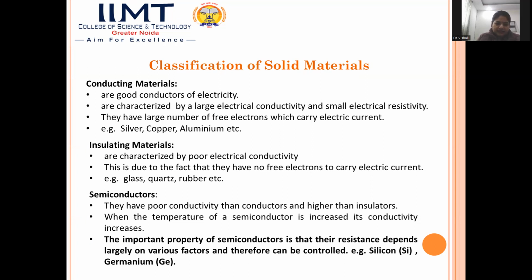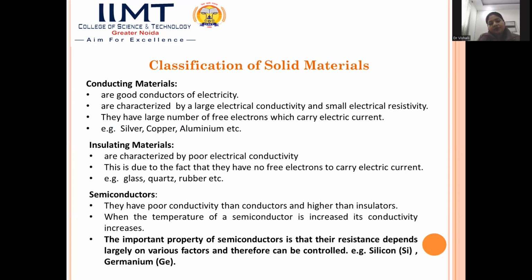The third category is semiconductor materials. This category lies between conductors and insulators. They have poor conductivity as compared to the conductors, but their conductivity is higher than that of the insulators. When the temperature of the semiconductor is increased, their conductivity increases, or we can say that the electrical resistivity of the semiconductor decreases with increase in temperature. That is why we also say that they have a negative temperature coefficient of resistance, because resistivity decreases with increase in temperature. So they lie between a conductor and insulator.